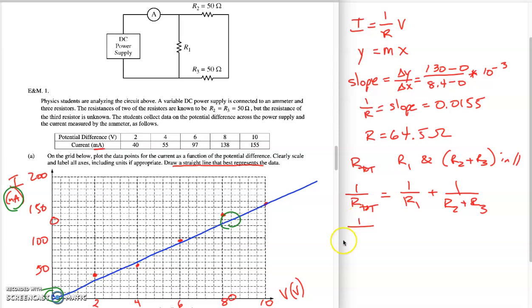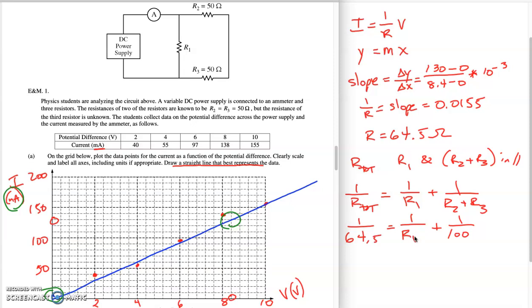So this will be 1 over, in my case, 64.5. Your graph will be slightly different. 1 over R1 plus 1 over 100. Now, this should provide a clue to you right here as to the limits of what R total can be. If you end up with a resistance greater than 100 here, you're going to end up with a negative resistance for your resistor there, and that's just awkward.